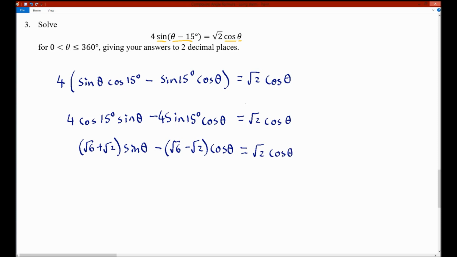So good news, ultimately. We've still got 2 different types of trig functions, so we've got sines and coses, but they now only have thetas in. So it ended up just being approaching this question like we have done previously in the first year. I'm going to gather the cos thetas together first of all. So I'm going to add root 6 minus root 2 lots of cos theta onto both sides.